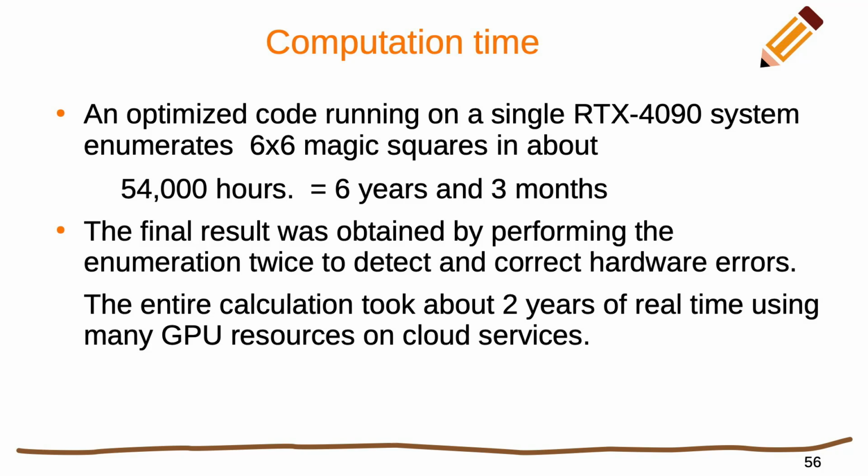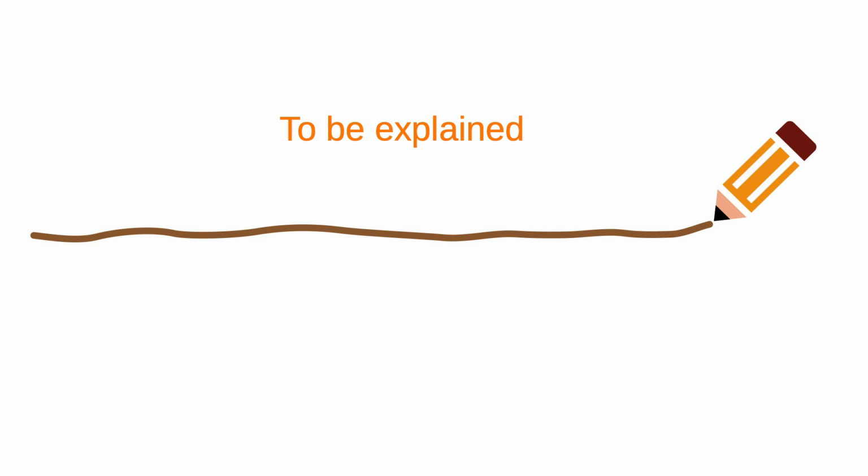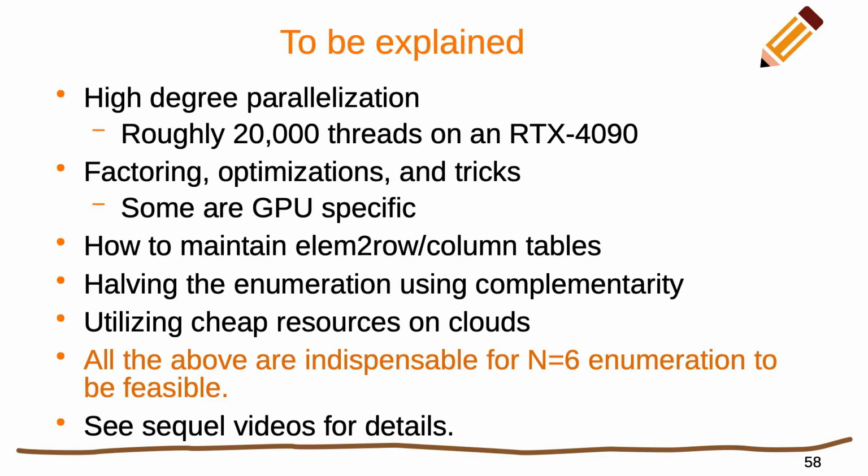This is only about 5.4 times longer than the time required to enumerate semi-magic squares of order 6, a remarkably small factor considering the additional constraints. There are many important details and techniques not explained here that were essential to making the enumeration of 6x6 magic squares feasible. For those, please refer to the sequel videos.